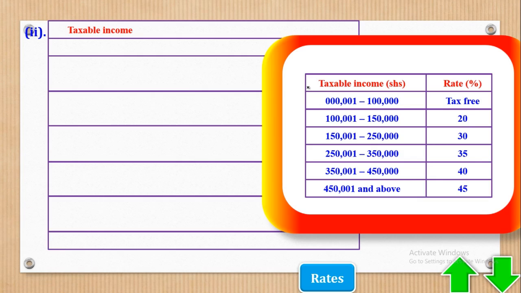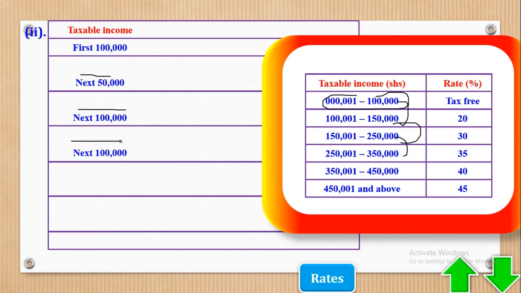For example, this one, from this to this, we shall call it the first 100,000 shillings. Then from here to here, the difference is 50,000. Therefore, we shall call it the next 50,000 shillings. Then from here to here, the difference is 100,000, so we shall call it the next 100,000 shillings. Then from here to here, the difference is 100,000, so we shall call it the next 100,000 shillings. Then from here to here, the difference is still 100,000, so we shall call it the next 100,000 shillings.